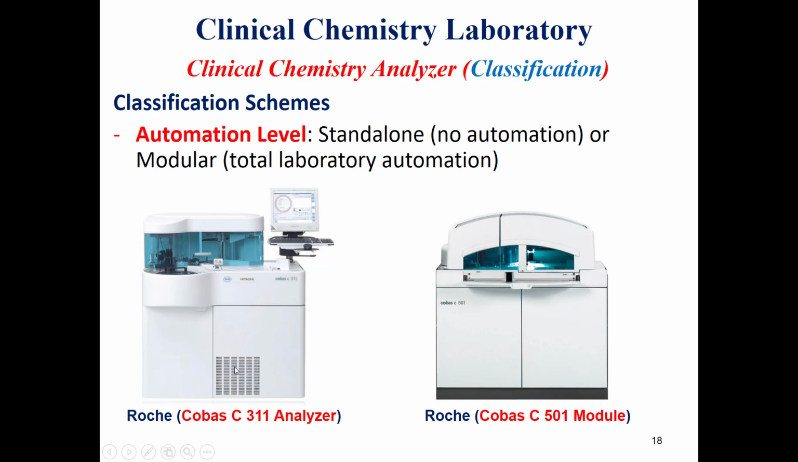I will give an example, two models of analyzer which are manufactured by Roche. The first analyzer will be the Cobas C311 analyzer. The second one will be the Cobas C501 module, which is also manufactured by Roche. The Cobas C311 analyzer is a standalone, which is usually used in a small laboratory where no automation is needed, whereas the Cobas C501 is used in the case of partial or total laboratory automation.